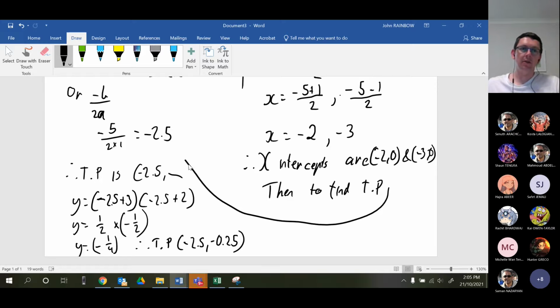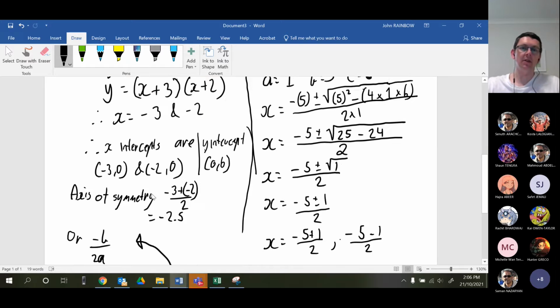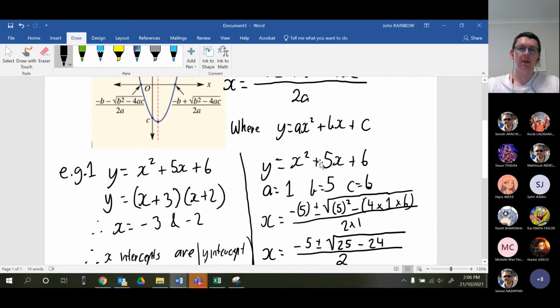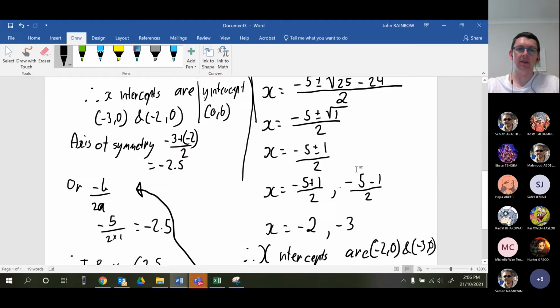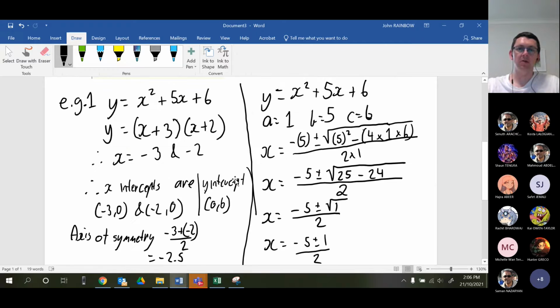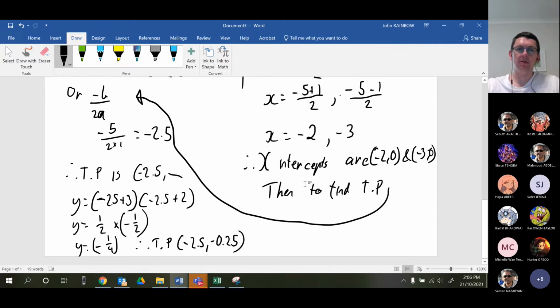I use the same method as before. b on 2a tells me where the axis of symmetry is, substitute that into the equation, and you get what it is, except you're going to have to substitute it into this equation at the top. So it'd be like negative a half squared plus 5 times negative a half plus 6, and that would tell you what it is. It's negative 2.5 squared. So then you substitute that into the equation.